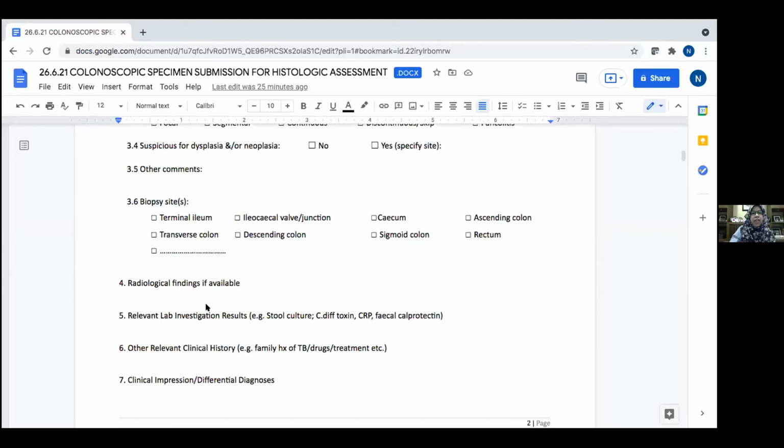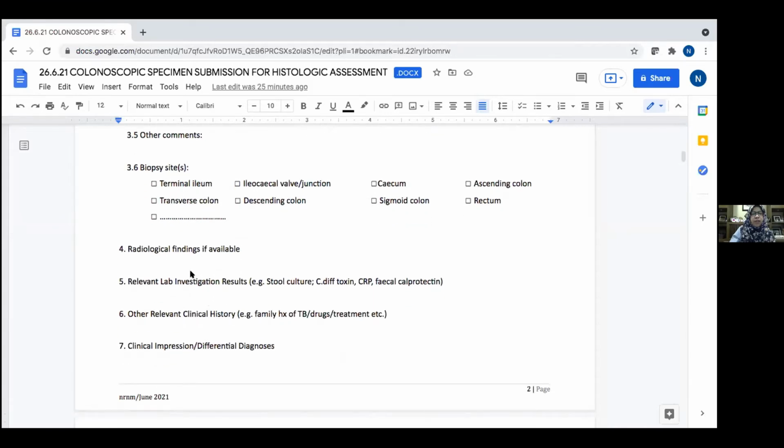Also, if they have any radiological information or relevant lab investigations, such as stool culture, C. diff toxin, CRP, fecal calprotectin, usually done for patients who are suspected to have IBD. Any other relevant clinical history, such as family history of TB, any drug use, whether, if it's a case of IBD, the patient is on treatment or defaulted treatment. And we would like to know their clinical thoughts, if they're thinking of IBD or otherwise.